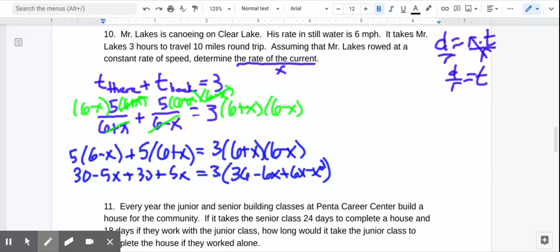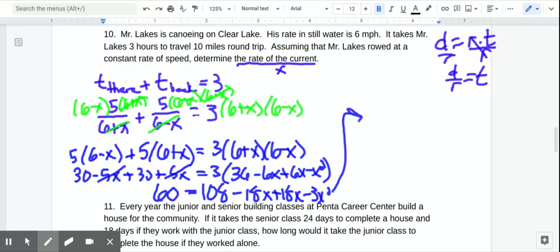Okay, so on the left side of the equation, I'm going to combine like terms, which is just going to be 60. And then here I'm going to distribute the 3. So that's going to give me 108 minus 18x plus 18x minus 3x squared. Okay, so up here, that gives me 60 equals 108. Oh, those cancel out. Minus 3x squared. Okay, let's subtract 108 from both sides. So we get negative 48 equals negative 3x squared.